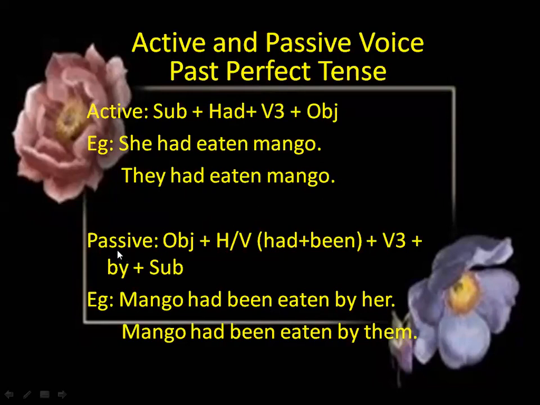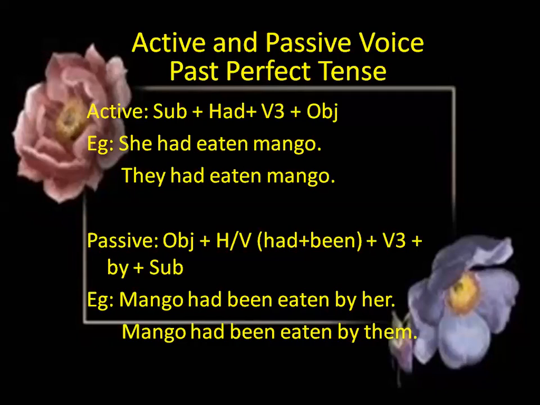When we convert them into passive voice, the object will come first, then the helping verb had been. Been will be coming over here in the perfect tenses. In every perfect tense, you have to use been. Whatever is the helping verb there, has, have, will have, according to the tense, you have to use been with all the helping verbs. So object plus helping verb had been plus v3, which is the past participle form, the third form of the verb, plus by plus subject.